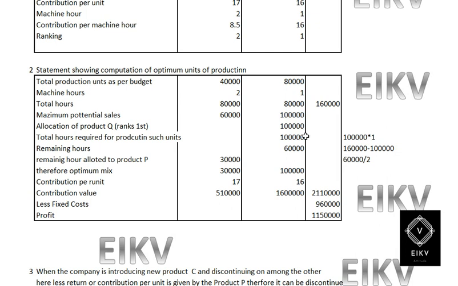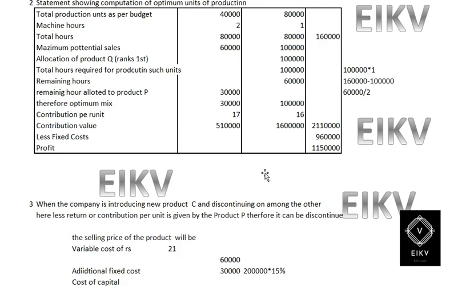1 lakh hours should be allocated for product Q, and then we need to take the rest of the hours. The total machine hour available is 1,60,000 minus 1 lakh allocated to Q. So the remaining hours are 60,000, which can be allotted for product P. The machine hour per unit of P is 2 hours. Therefore 60,000 remaining hours divided by 2 will give you 30,000 units. Therefore, the optimum product mix will be product P 30,000 and product Q 1 lakh.